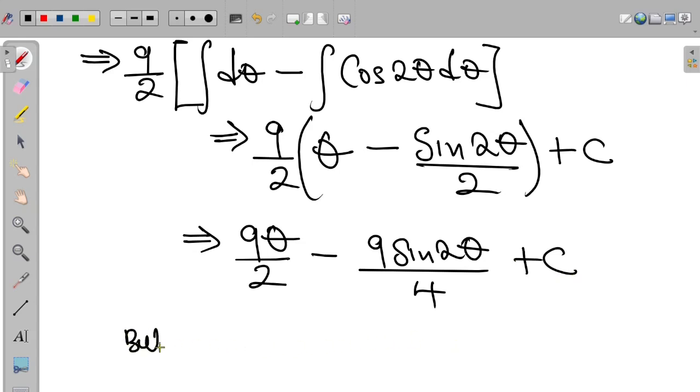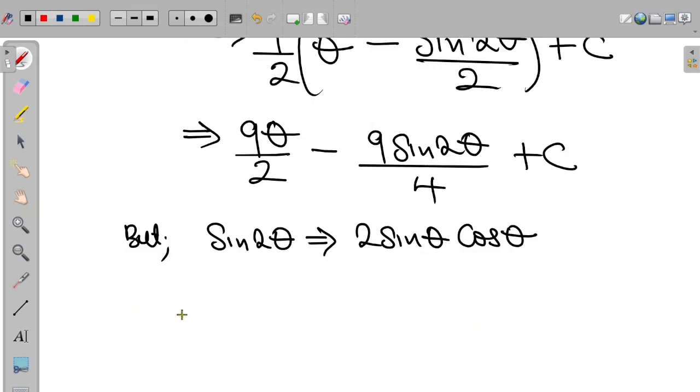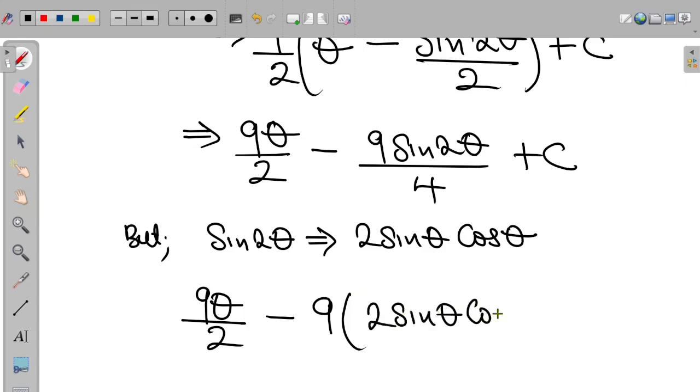Also, we know that sine 2 theta from our trig identity is giving us 2 sine theta cos theta. So we now have it that this is 9 multiplied by theta divided by 2 minus 9 multiplied by 2 sine theta cos theta plus c, and then here is divided by 4.